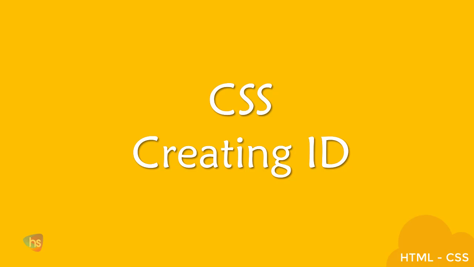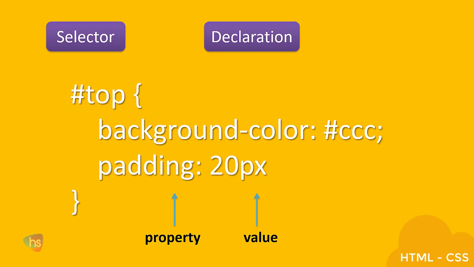The rest of the elements wherever the ID is applied will all get this style. Let's see how it is. To create an ID, what we call the selector, we use a hashtag. By putting a hashtag, you can create your own name. It might be anything. Here I have taken top as my ID.